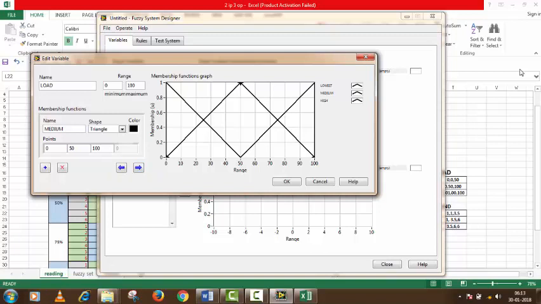Medium is 0, 50, 100: minimum value, moderate value, maximum value. Next, the minimum value is 50, the moderate value is 100, and again the maximum value is 100.